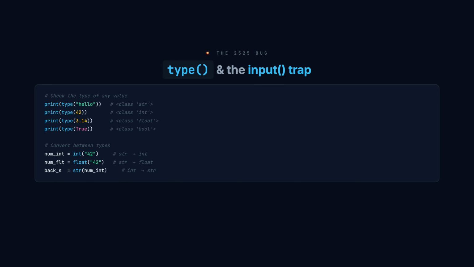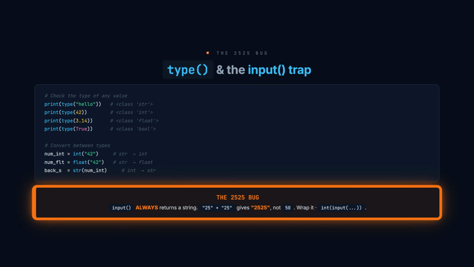And now the trap. This breaks every single beginner, and we called it out in the cold open. The input function reads a line from the user's keyboard. It always returns a string. Even if the user types the characters 2 and 5, Python hands you back the string "25", not the integer 25. Which means if you write a = input, b = input, print a plus b, and the user types 25 twice, Python does not add 50. It concatenates two strings. You get "2525". That is the program from the cold open.